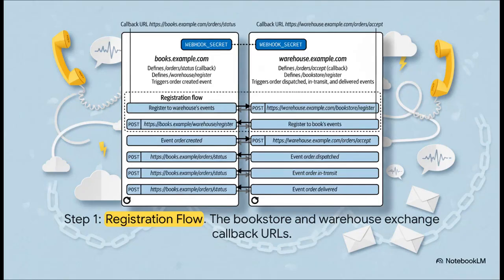Now, the very first thing they do, long before any of us places an order, is they basically exchange phone numbers. This initial setup is called the registration flow, and it's all about establishing those lines of communication. The bookstore tells the warehouse, "Hey, if you have any status updates for me, send them here." And the warehouse tells the bookstore, "Got it. When you have a new order, send it to this address."